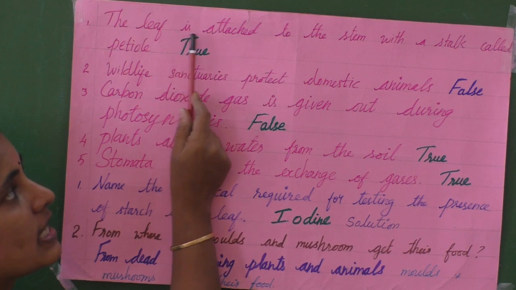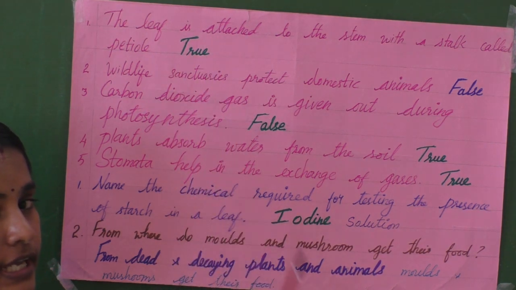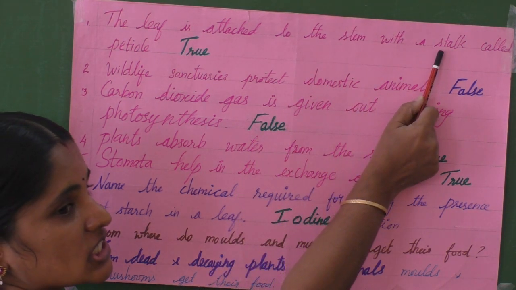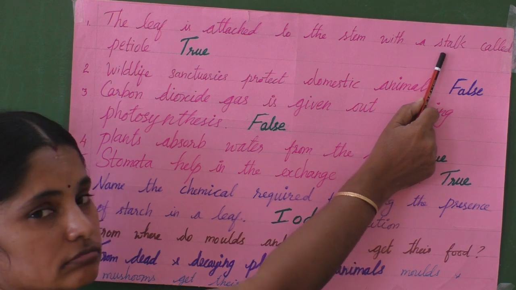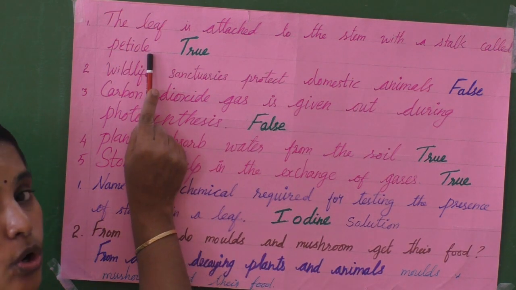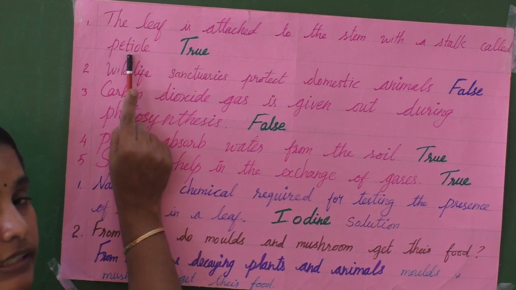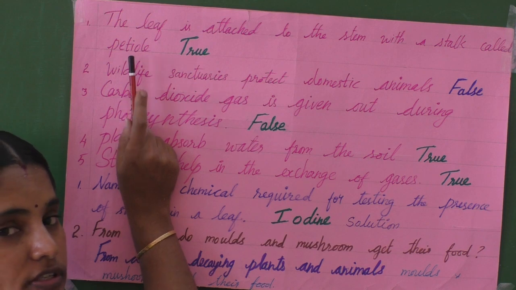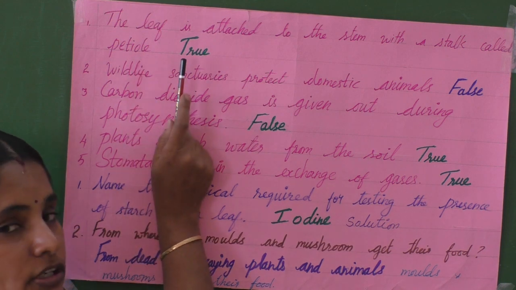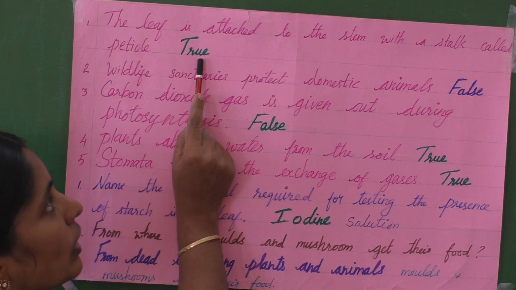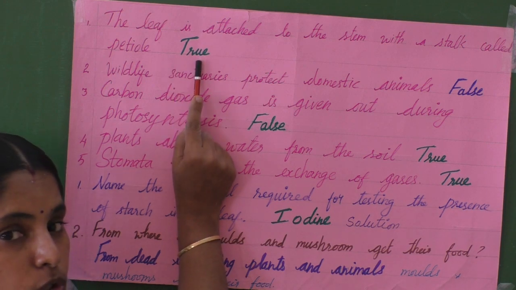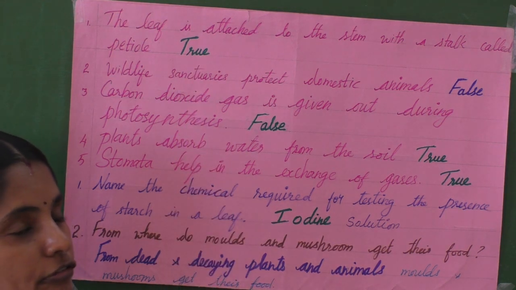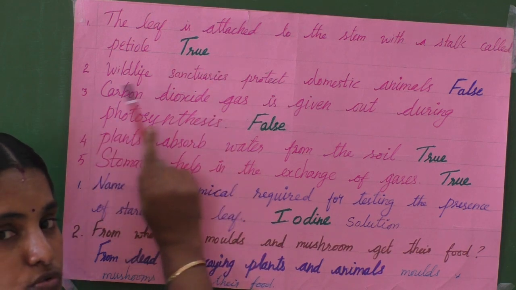The leaf is attached with the stem by a stalk, called the petiole. Yes, the leaf is attached with the stalk called petiole. It is right, so true. In the box, write the answer. Don't simply put the letter T like that. Write the word fully: TRUE. True.